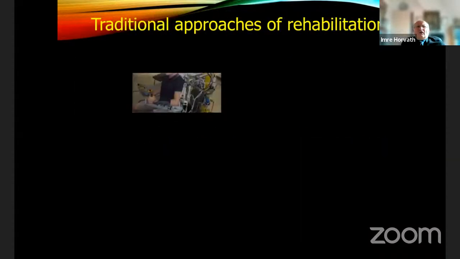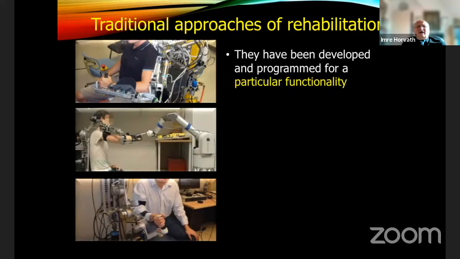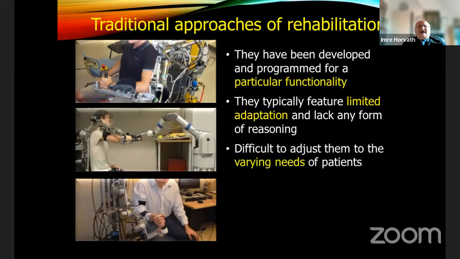So before going into the development, obviously we studied what sort of traditional approaches were out there for rehabilitation, and they were very complex, if not complicated, robotics applications. They were developed and programmed for a particular functionality. They typically feature limited adaptation and lack of any reasoning. So they were just pre-programmed, as I mentioned, for the task.